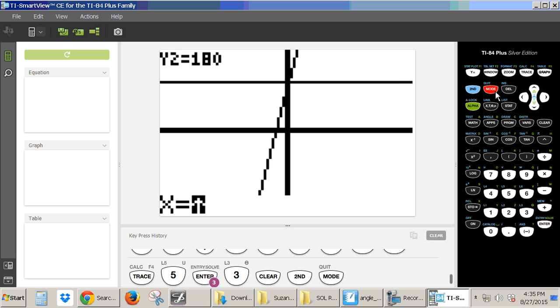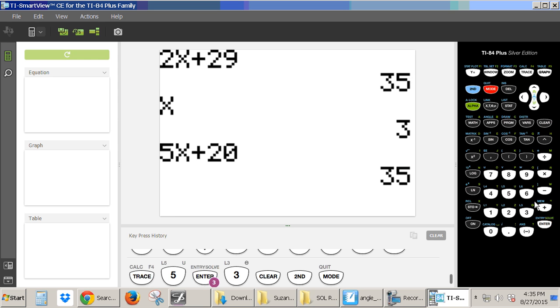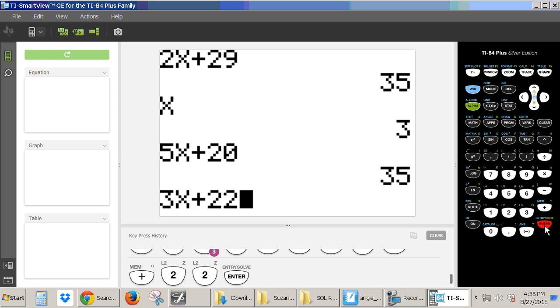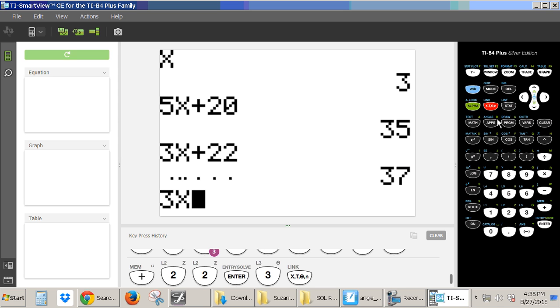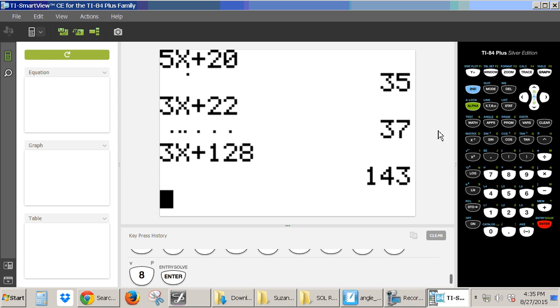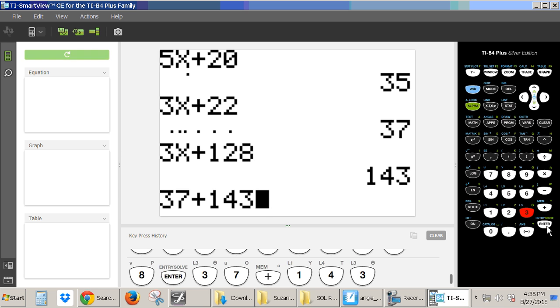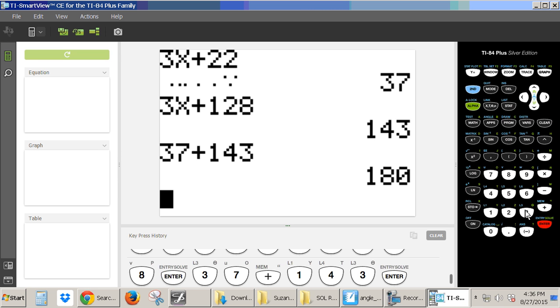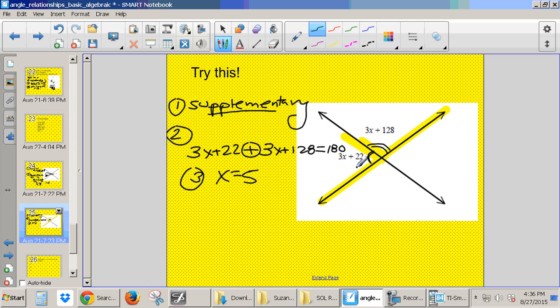I have to go to the home screen first by hitting second quit. 3x plus 22. The other angle was 3x plus 128. So I have 37 and 143, and if I add those two numbers together, I should get 180 because I said the angles were supplementary. And that should make sense. This doesn't look like it's 37, but close enough. And this angle is obtuse, so 143 makes sense for that as well.